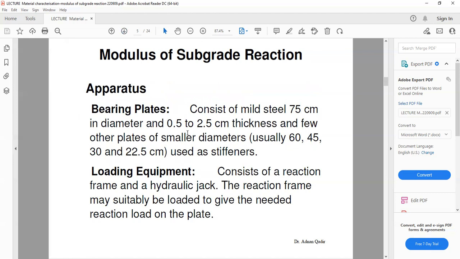What are the apparatus? The bearing plates consist of mild steel, 75 centimeter in diameter, and about 0.5 to 2.5 centimeter thickness. Other plates of smaller diameters, 60, 45, and 30 centimeter, are also used as a stiffener to the main plate.